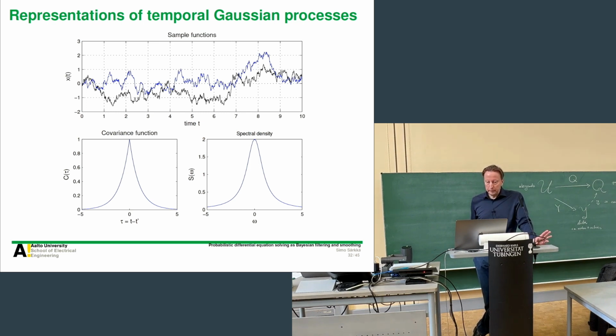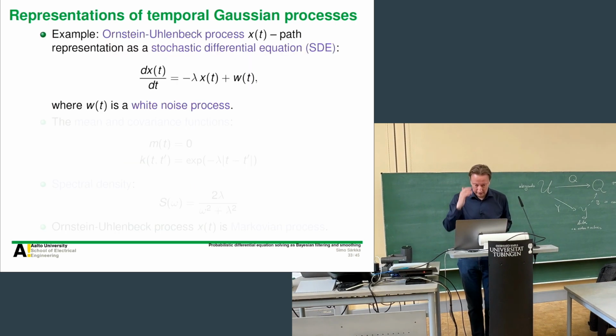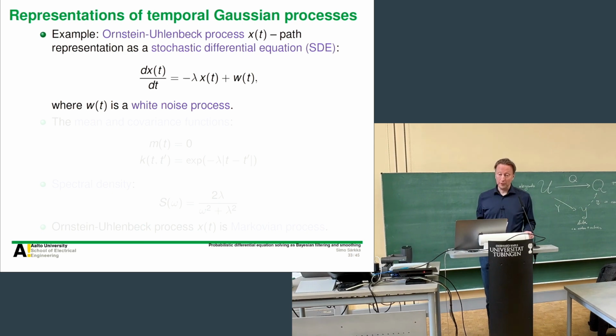But then there's also a third one, in terms of sample functions. It turns out that these Gaussian processes can be constructed as solutions to random differential equations. So let's see how it's done. For example, this is an Ornstein-Uhlenbeck process. This is actually quite a nice analytical example to compute also.